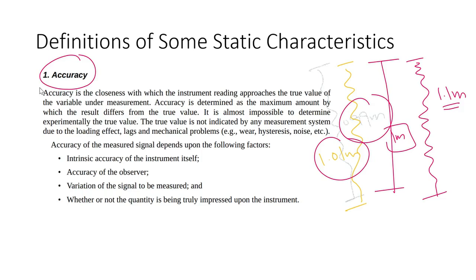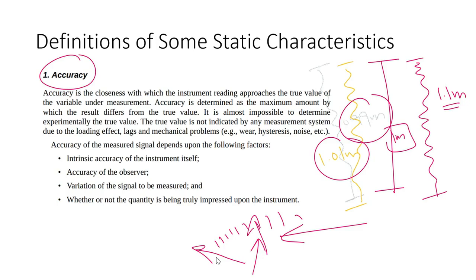Cannot get proper accuracy. Similarly, the observer matters in the accuracy. Let's say this is a needle and this is a scale, and we first look at it from the top and then from the side. From the side we can see that the needle can be here. So this type of error should not be made.